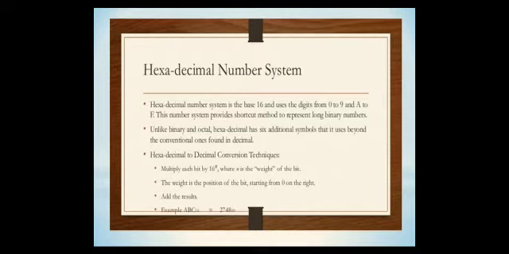Okay, first we are going to convert hexadecimal to decimal. First step is to multiply each bit by 16 power n, where n is the weight of the bit. The weight is the position of the bit, starting from 0 on the right side. Next add the results. For example, here I am taking ABC as a hexadecimal number, and then converting it into a decimal number.